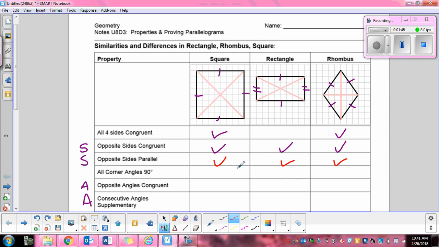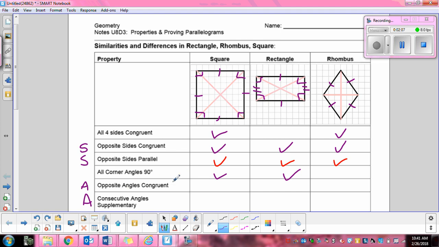All corners are 90 degrees. That is only true in a square. These are 90 degrees, all of them, all squares, always, and a rectangle. So we're going to say this is true in a square and in a rectangle. That is not true in a rhombus. So these two are definitely smaller than 90, and these two are definitely bigger than 90.